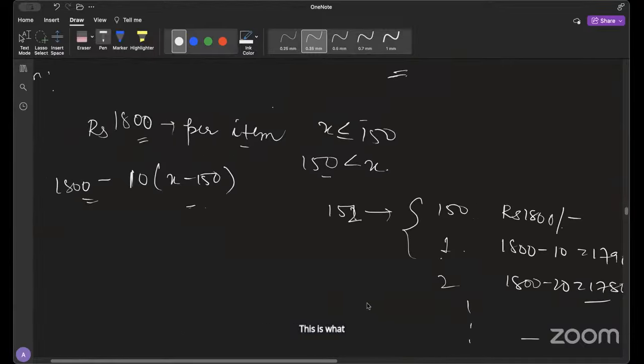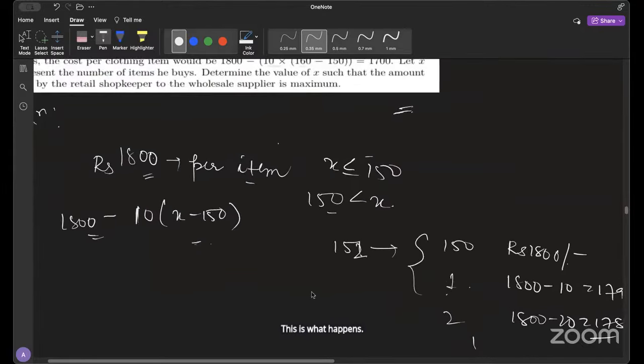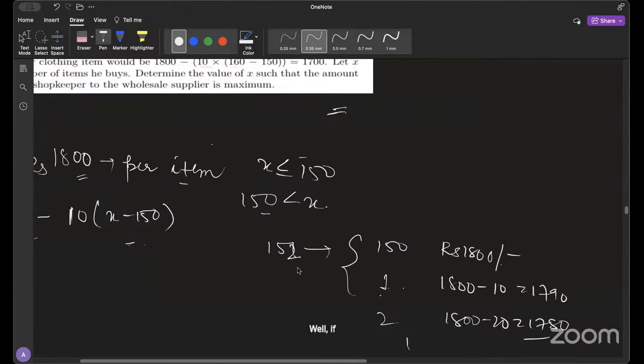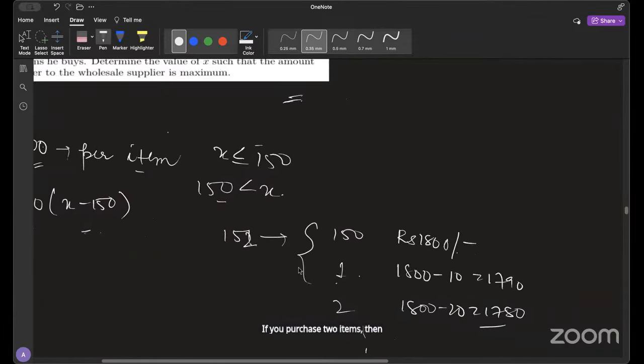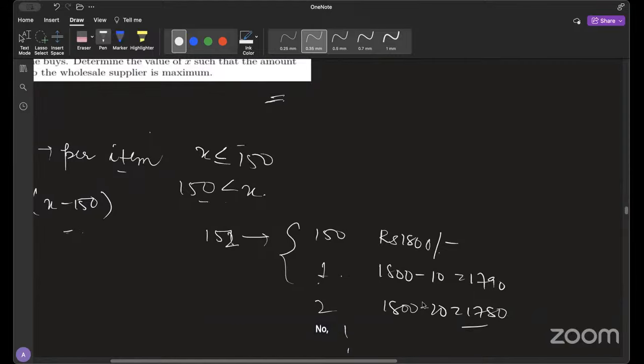This is what happens. So for one item, what you do... Ma'am, if we purchase two items, then 3600 minus 20? No, what we're doing here is this is the usual price and it decreases. This is the second item. This is the first one. So this is the first one of the items beyond 150, okay, and this is the second one.